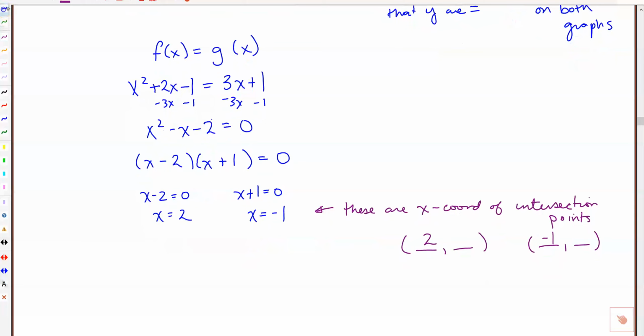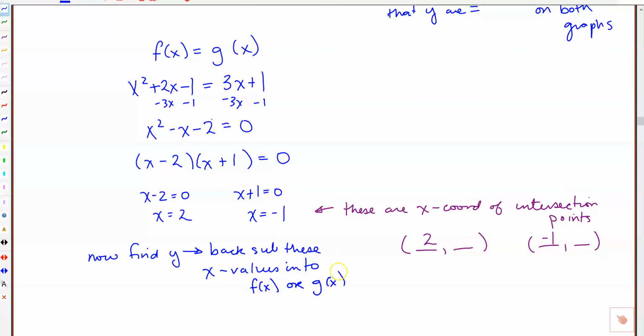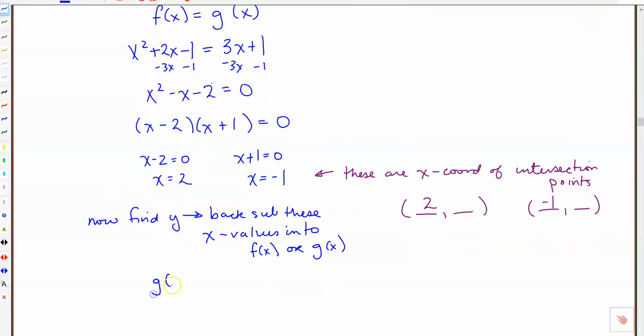Now I have the x coordinates. That's not enough. We now need to find the y coordinates. In order to find the y, we are going to back substitute these x values into one of our previous equations, and you could use either f of x or g of x. It doesn't matter because the point is going to be on both graphs, so use whatever function you think would be easier. I think in this particular problem my g of x function was a little bit easier, so as a reminder, g of x is equal to 3x plus 1.